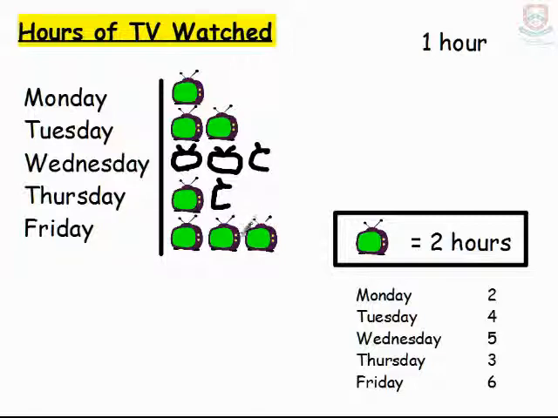If I wanted to compare Friday to Tuesday, we could see that there's 1 extra picture. So that tells us that 1 picture is 2 hours, means that there's 2 hours more TV watched on Friday. So questions like this are very typical. So what about a bar graph? What makes that different? And how do we make sure that we draw them accurately?